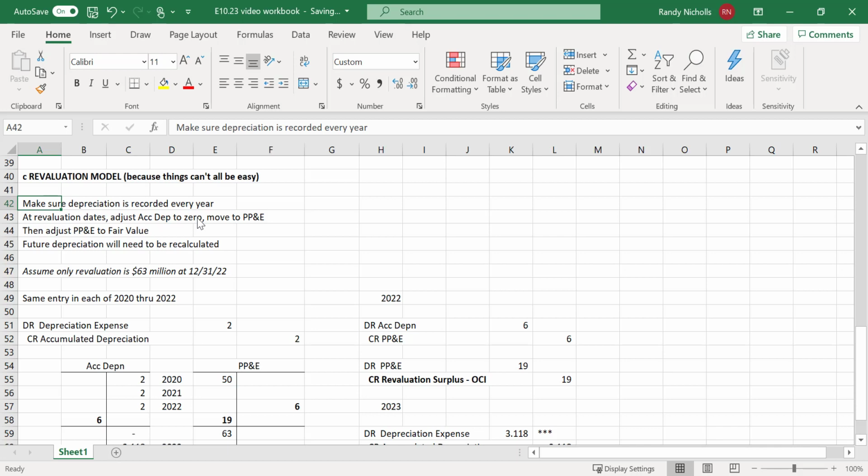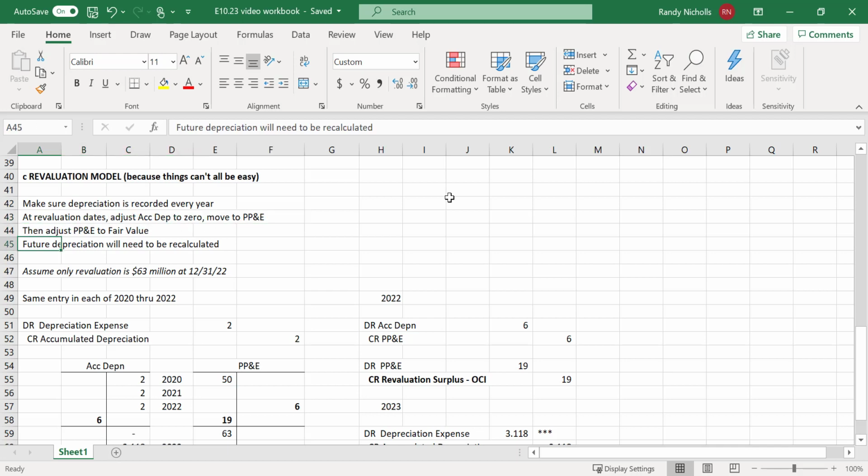One, make sure depreciation is recorded every year. Under the revaluation model, you need to record depreciation. On some sort of regular basis, you're going to get new fair values, and at those dates, there are a couple of steps to go through. One is you should adjust the accumulated depreciation account to 0, and the opposite side of that entry is going to be to PP&E. Now, this is a bookkeeping kind of method, but I think it's the easiest one to follow. If you want to do it differently, as long as you get to the right answer, I'm fine. Then you want to adjust the PP&E to its fair value after considering this line.